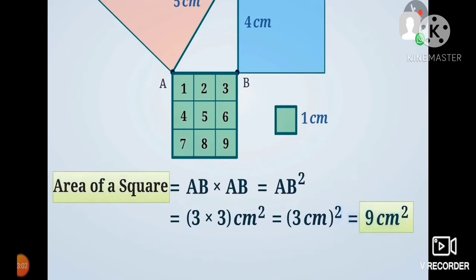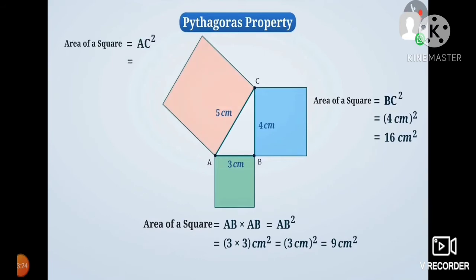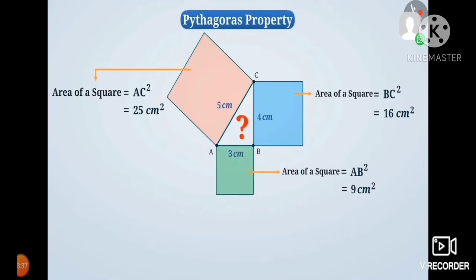This is one way, or you can also use the formula to find the area of the square. As we already know about the square, all of its sides are equal. So 4 centimeter, 4 into 4 is 16 centimeter square, and the area of another square: one side is 5, 5 into 5 is 25 centimeter square.